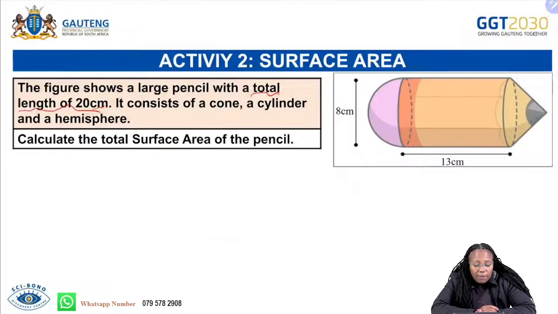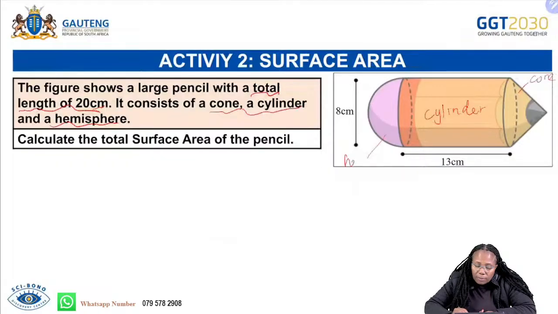Now here we are given a figure of a large pencil. The first thing that you need to do is to identify the shape. At least they have already indicated to you that you have a cone, you have a cylinder, and you have a hemisphere here.